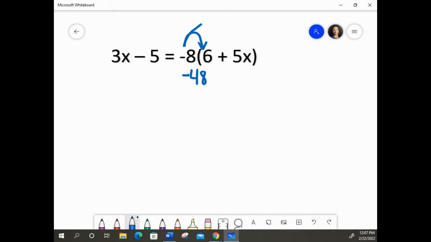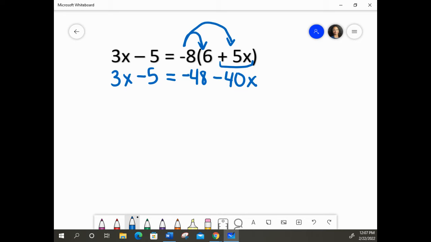And then I'm going to do negative 8 times positive 5x, because remember, you always include the sign that's in front. 8 times 5 is 40. And because we have a negative times a positive, that is going to give us a negative 40. And I need to make sure I include my x here. I'm then going to go ahead and bring down everything else. I'm going to bring down my equal sign, and I'm going to bring down that 3x minus 5.